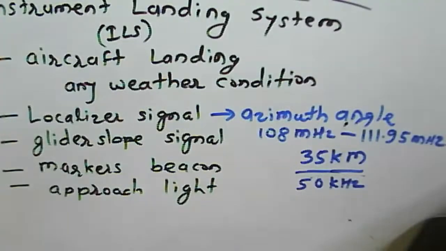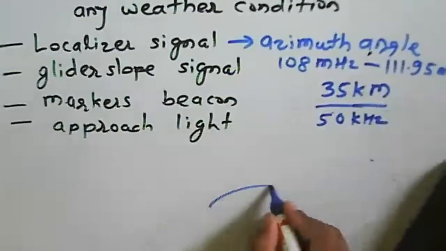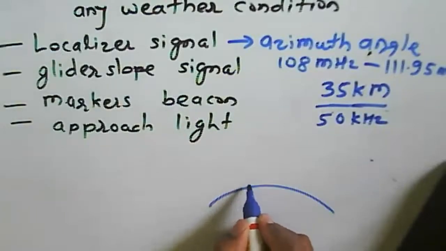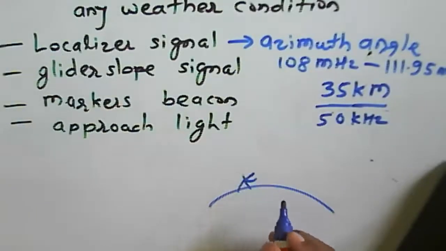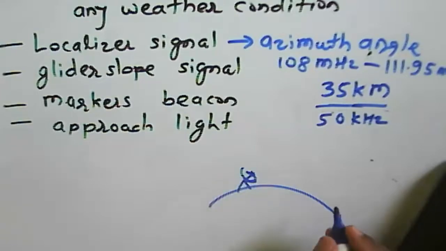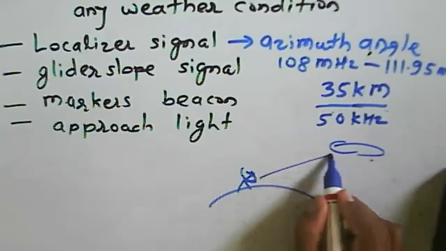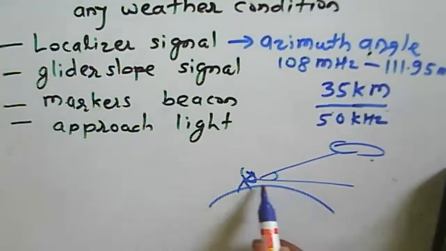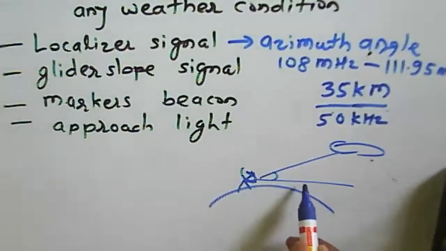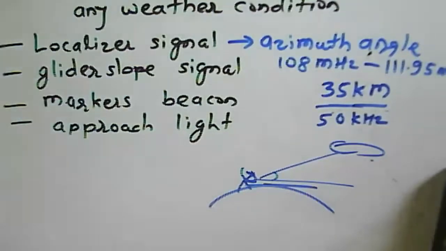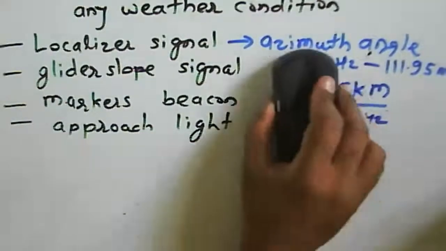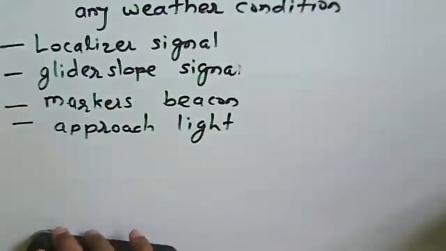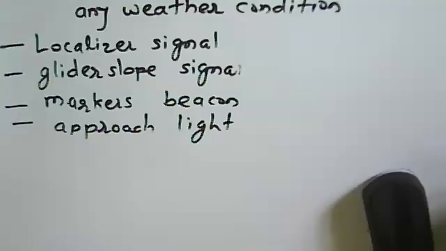Azimuth angle means what? If you consider the ground system, the signal route is supposed to be from the antenna here, and this one is the aircraft. So it will provide the information regarding the azimuth, or you can say horizontal information. So what will be the position on the ground? Whatever the information regarding the ground will be provided by the localizer signal. Then the glide slope signal will provide the vertical guidance.